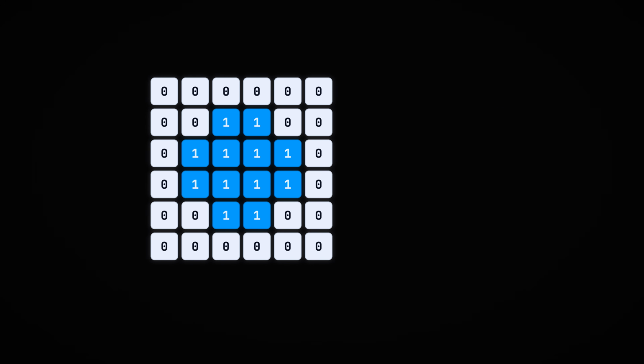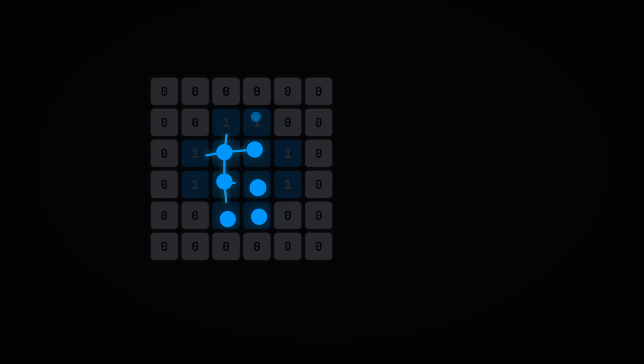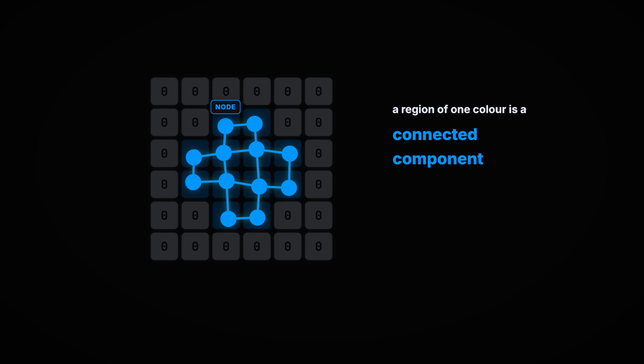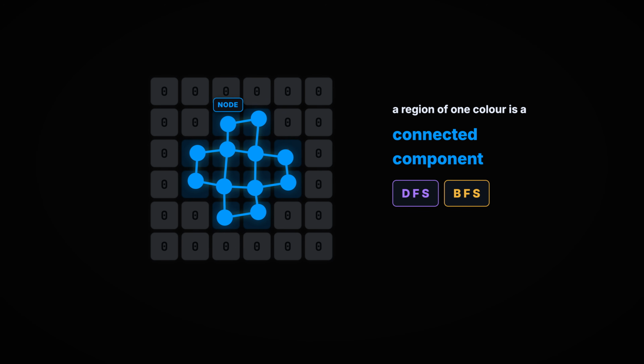Now, does this feel familiar? It should. This is the exact same spreading we did in number of islands. Back then, we spread across connected land and sank it. Here, we spread across connected same colored cells and repaint them. Same engine, different paint. It is, once again, a graph problem in disguise. Each cell is a node, and two touching cells of the same color are connected by an edge. A region of one color is just a connected component. And we already know how to explore one of those, DFS or BFS.